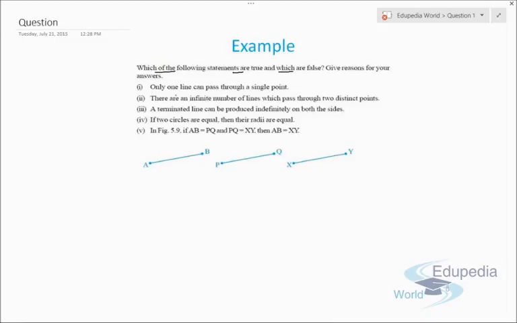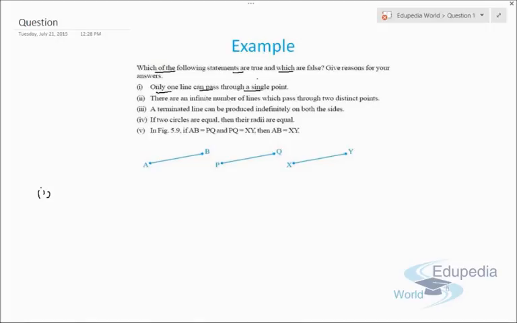Give reasons for your answers. Now we have to state which of the following statements are true and false, and we have to justify each answer. Now the first statement says, only one line can pass through a single point. Only one line can pass through a single point.